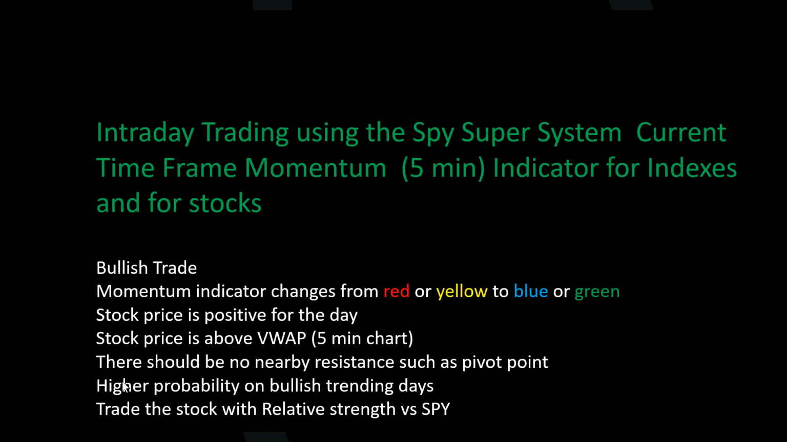If the market's moving up, you're going to get more bang for your buck on a move up if the market's trending as opposed to choppy. And trade the stock with relative strength. When you're trading stocks, you trade the stock with relative strength versus the SPY, right? So the indexes are traded by this, take the strongest index of the three. And for stock, you want to take a stock that has relative strength versus the SPY, okay?